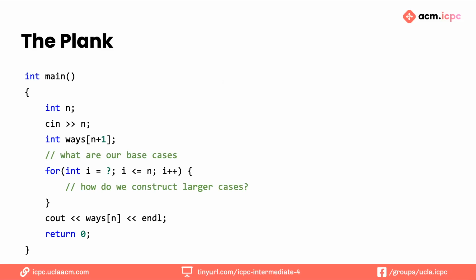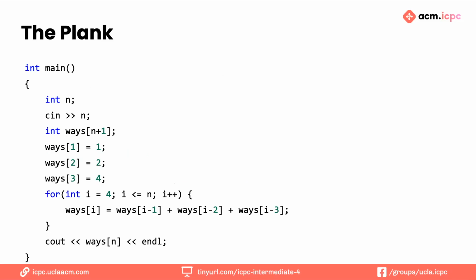So, yeah, this is what the template code looks like. And if we fill it in, we can do so in this way, where we fill in what our base cases are. For example, the answer for if our plank is going to be of length 1 is just 1, because there's only one way to do that, which is to use the length 1 piece. For a plank of length 2, we can do that in 2 ways. And a plank of length 3, we can do it in 4 ways.